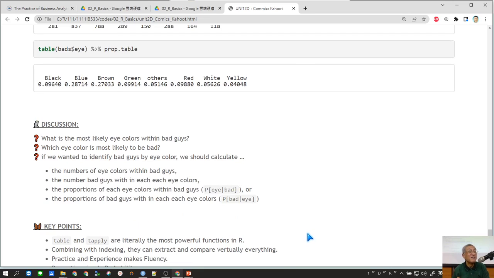Because when I do this one, I actually see the probability of being bad, given eye color. So this is what we mean by conditional probability. Given eye color, I want to know the probability of bad, because I want to identify bad guys. So I want to know the probability of being bad by eye color. Categorical proportion is actually conditional probability. So using conditional probability, you can make a lot of business decisions.